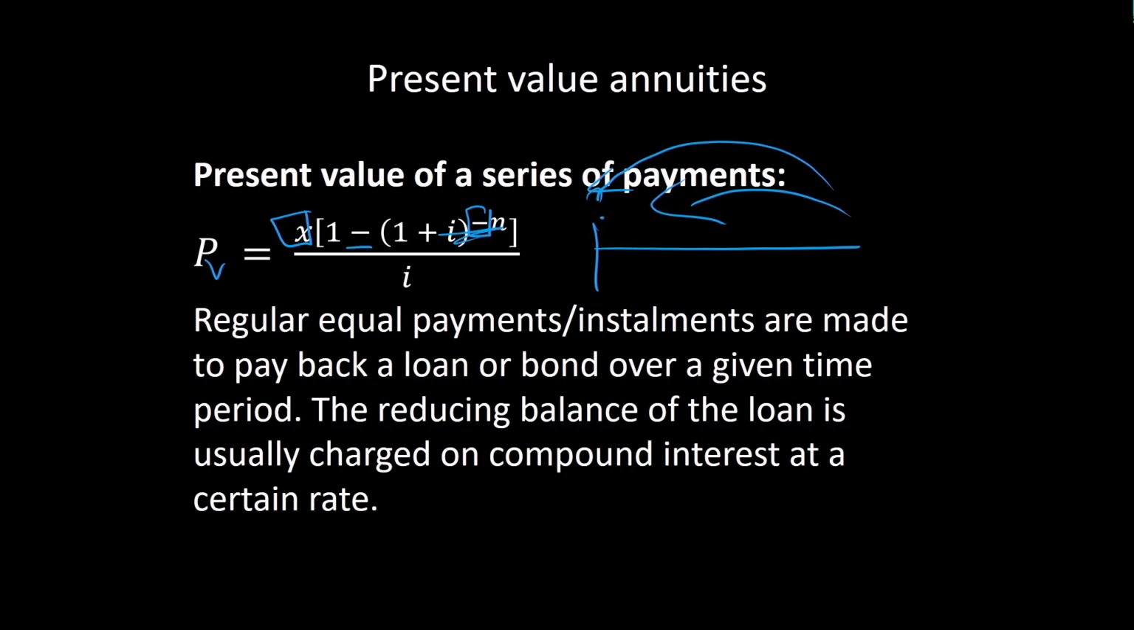So with present values, we have regular or equal installments made, generally to pay back a loan or a bond on a house or a loan on a car over a given period of time. The reducing balance of the loan is usually charged compound interest at a certain rate, which is obviously given to you in your question.